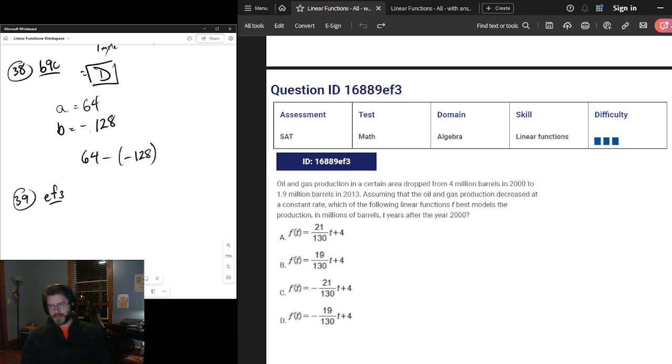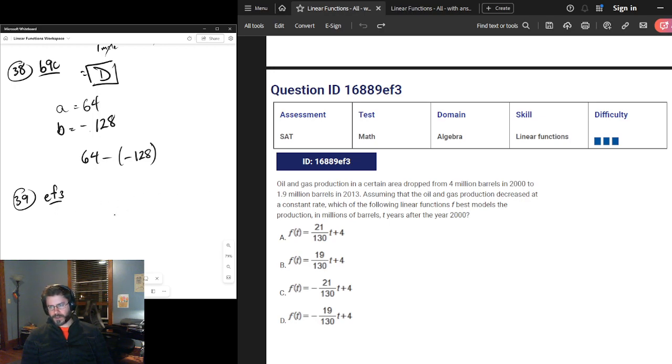4 million in 2000 to 1.9 million. So it's a decrease, so it's going to be C or D. Assuming that oil and gas production decreased at a constant rate, which is following best models of production after the year 2000. So they're close enough that you actually do have to do the math. There's no way around it.